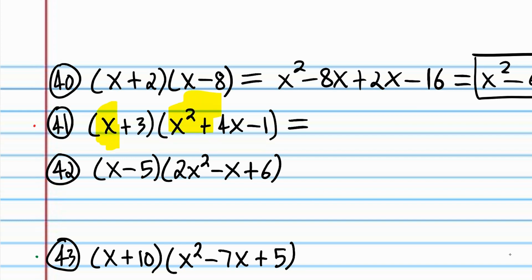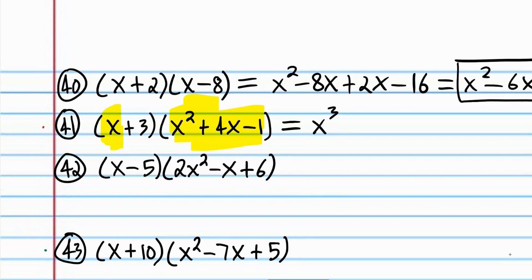So x times all of this stuff. X times x squared is x cubed. X times 4x is 4x squared. X times negative 1 is negative x. All right, we're done with the x.